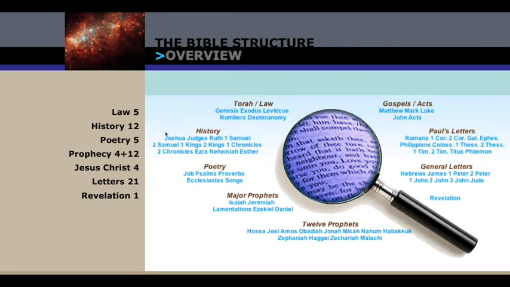There are 12 history books: Joshua, Judges, Ruth, Samuel, 1st and 2nd of Kings, 1st and 2nd of Chronicles, Ezra, Nehemiah, and Esther. We then come to the books of poetry or wisdom: Job, Psalms, Proverbs, Ecclesiastes, Songs of Solomon. We've got the major prophets, of which there are 4: Isaiah, Jeremiah, Ezekiel, and Daniel. Lamentations is an extension of Jeremiah. We then have the 12 prophets. They are Hosea, Joel, Amos, Obadiah, Jonah, Micah, Nahum, Habakkuk, Zephaniah, Haggai, Zechariah, and finally Malachi.